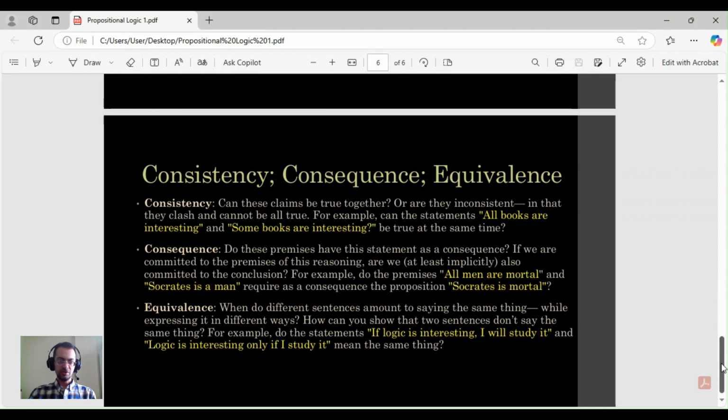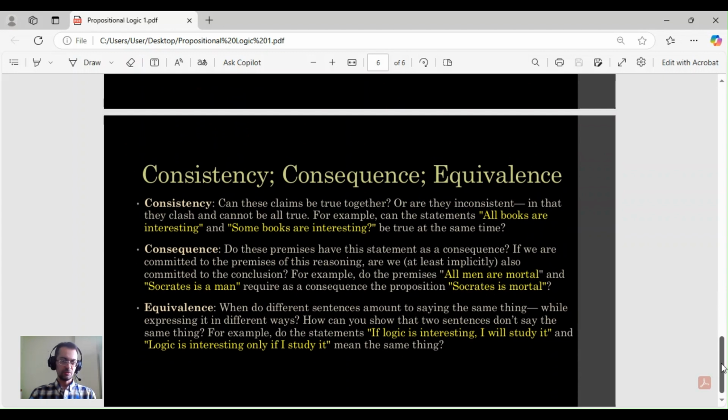And what is consistency? Consistency: can these claims be true together, or are they inconsistent in that they clash and cannot be all true? For example, can the statements all books are interesting and some books are interesting be true at the same time?